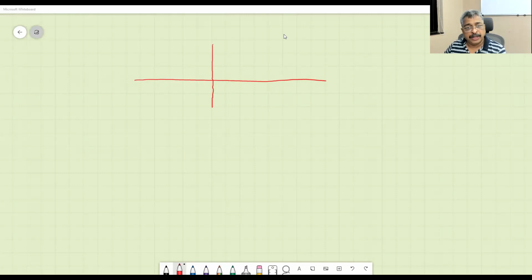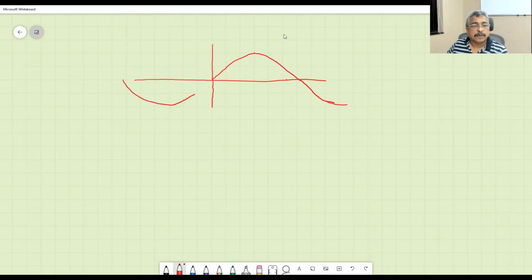Sine graph is going to go this way, 1, 2, 3, 4, 5, 6. So the nature of the sine curve is going to be like this. One, two, three, four, five, six. Okay, this is sine theta.